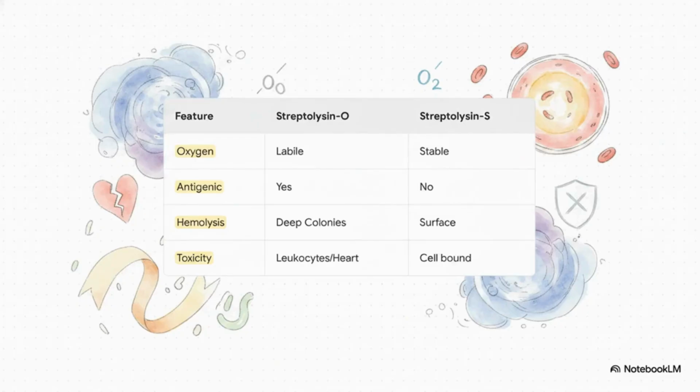Let's contrast two key enzymes to see how this builds our understanding of the bacteria's destructive capabilities. We are looking at streptolysin O and streptolysin S. Now, both of these destroy red blood cells, but they go about it very differently.